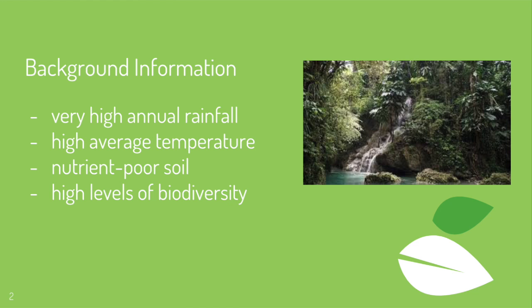For example, South America's tropical rainforest receives around 6.5 to 10 feet of rain per year. Despite the high annual rainfall, the tropical rainforest also experiences a distinct dry season. Tropical rainforests are found near the equator, between the Tropic of Cancer and the Tropic of Capricorn.